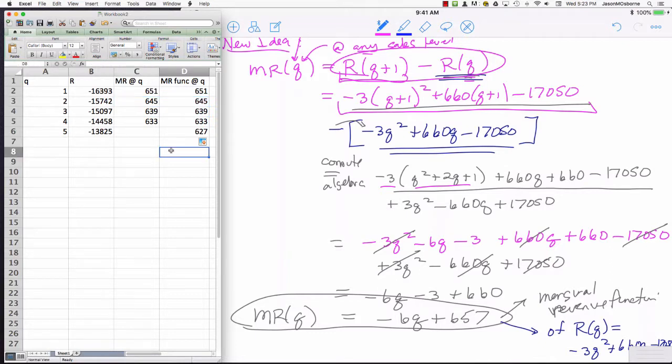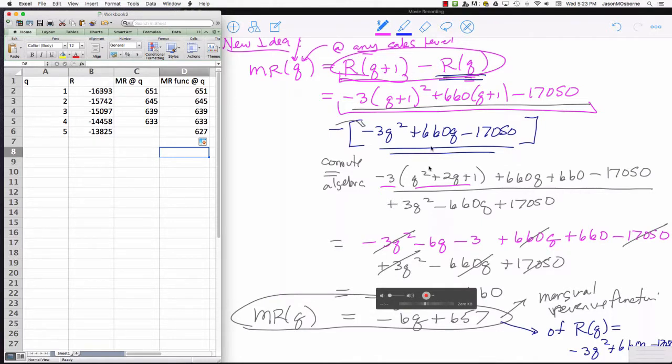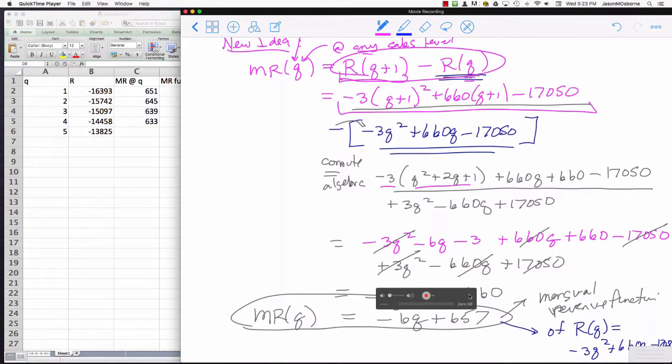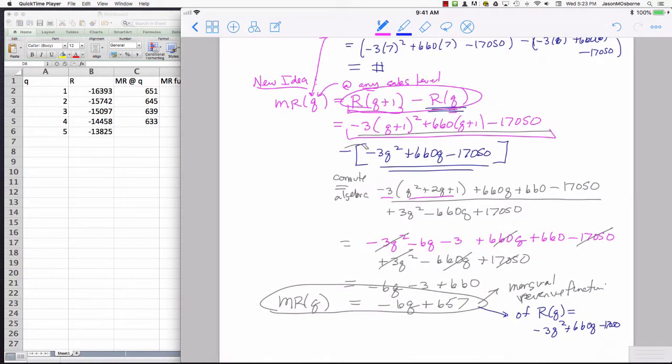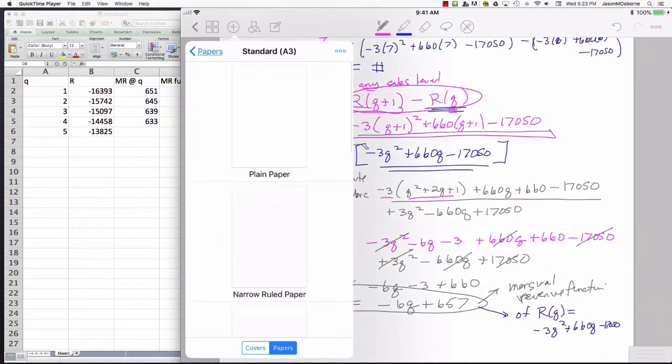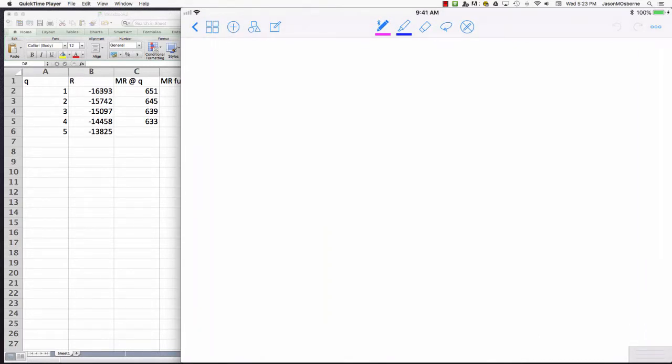Okay? So you have two different options to compute the marginal revenue function: via the definition, the difference, or you can use the marginal revenue function. The question is, so that's the marginal revenue expanded on just a little bit. Let's add a new page, and we have for the revenue function of minus 3q squared plus 660q minus 17050, we have a function that's called the marginal revenue function.